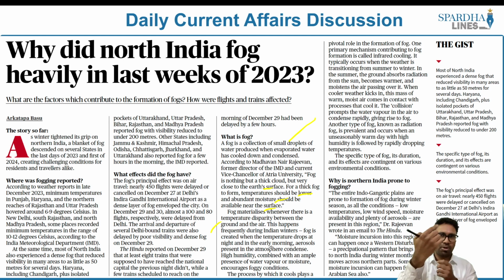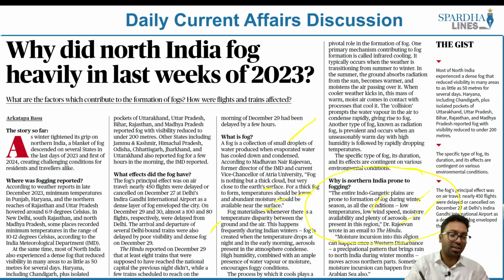Only when the pilots are able to see what's happening right in front of them, or the railway is able to see what is happening right in front of them, would they be able to ensure that they pick up and drop at a particular destination as per the timings. But what if they are not able to see? What if there is poor visibility? Then obviously there will be delay, and that is what this article says. The entire Indo-Gangetic plains are prone to formation of fog during the winter season, as all the conditions are present. What are the conditions? Low temperatures, low wind speed, moisture availability, and plenty of aerosols present in the region. So because there is plenty of fog and there are visibility issues, ultimately a fog situation is created.